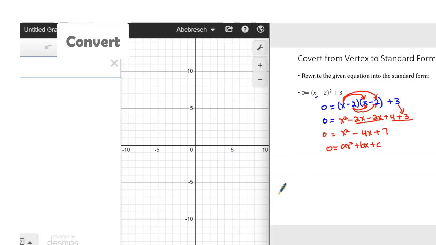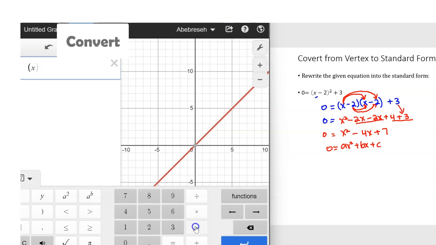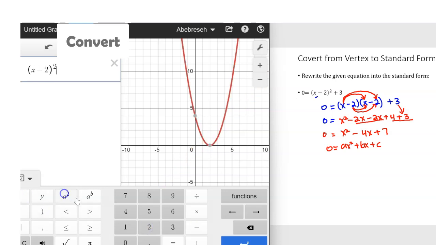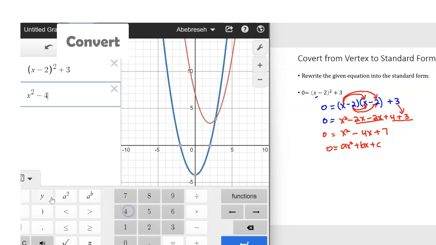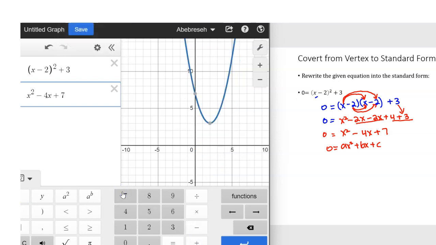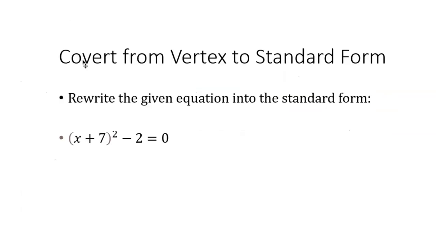We can graph it if we want. We can graph both of them, and we will see that it's going to go through the same path. So if we have x minus 2 all squared plus 3, and then we were able to write it as x squared minus 4x plus 7. You see, it's going through the same path. They are equivalent. So that's the beauty of it. So you can pause the video and see if you can do this by yourself.